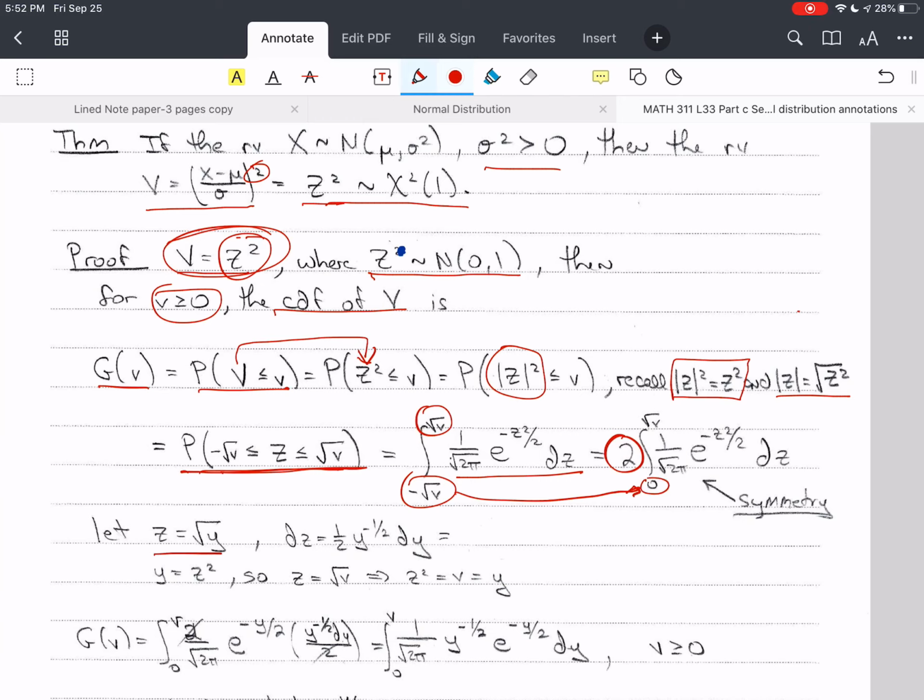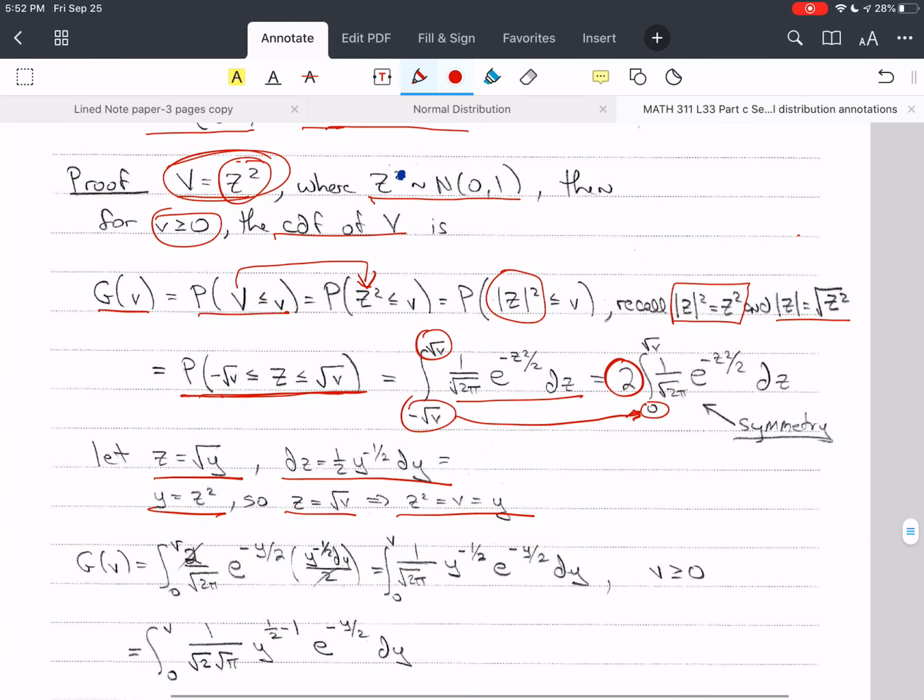And then we're going to make a substitution. Let z equal the square root of y. In other words, y is equal to z squared, and then dz is given here. And we solve, so z is equal to the square root of v, which implies that z squared equals v equals y. And so we end up with v up here instead of the square root of v, making this substitution. And don't forget your 2.